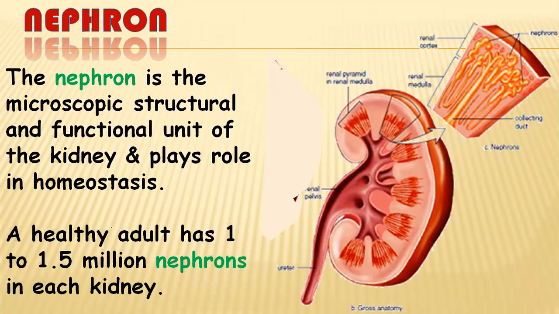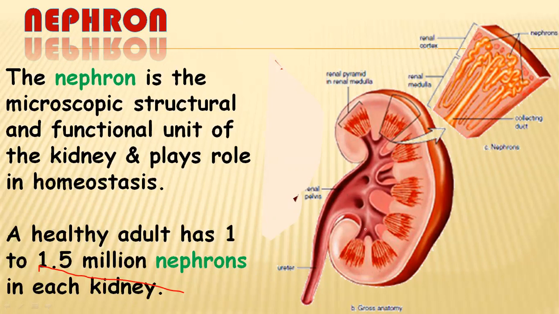Okay, we will see the next one. A very, very important and functional unit of the kidney, that is the microscopic structural and functional unit of the kidney, which plays a role in homeostasis. There are almost 1.1 to 1.5 million nephrons in each kidney in an adult human, and these nephrons are very, very thin because they are microscopic structures.